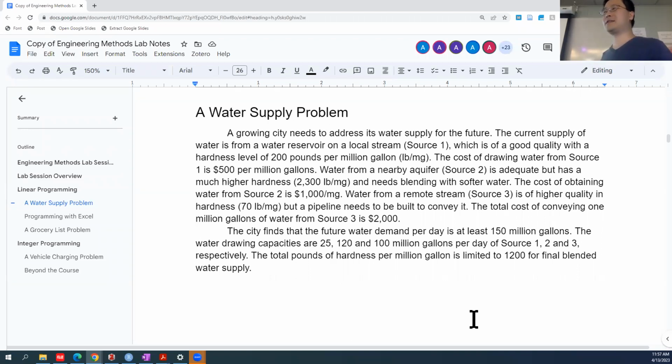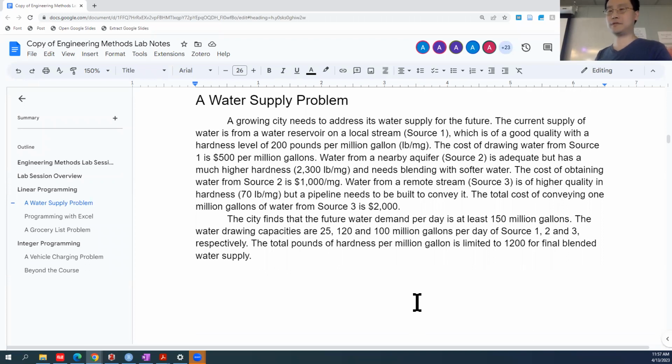So as we can see up to now, we have two coefficients from each water source. One is about the hardness. The second is about the cost. They are expressed per unit, so they are coefficients that we can multiply with the quantity of the water we want to extract. And of course, we will soon see that the quantities we extract are the decision variables in this problem.